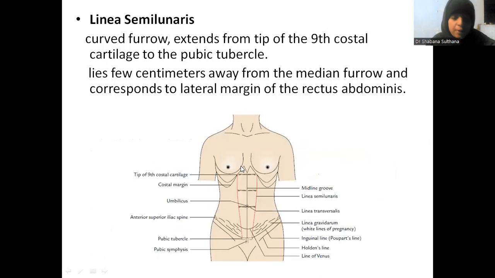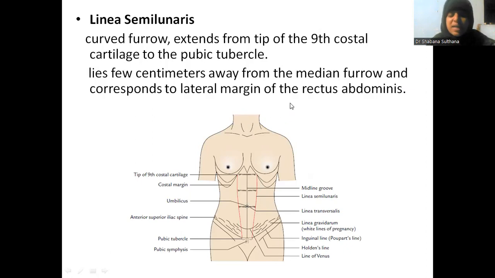Okay, that is. Now, linea semilunaris, the six packs muscle, just now I told you rectus abdominis, right? On either side of that muscle, whatever red line is shown, we call it linea semilunaris. So it is a curved furrow extending from the tip of the ninth costal cartilage to the pubic tubercle. Okay. Then a few centimeters away from the median furrow, there is actually the lateral margin of the rectus abdominis.